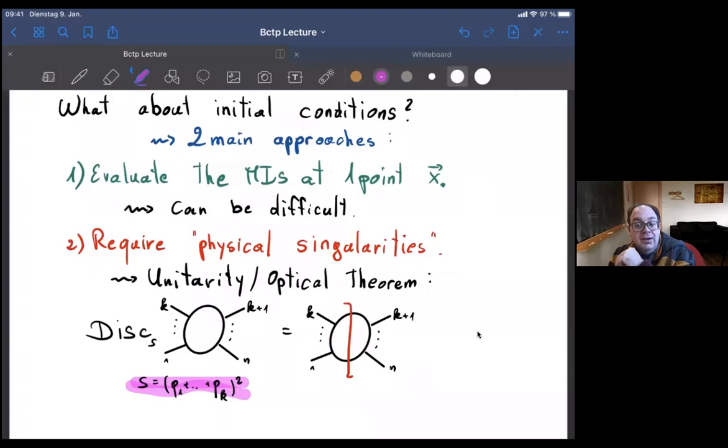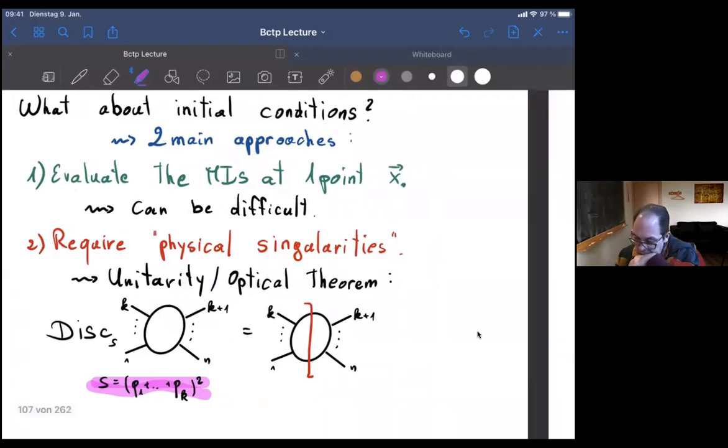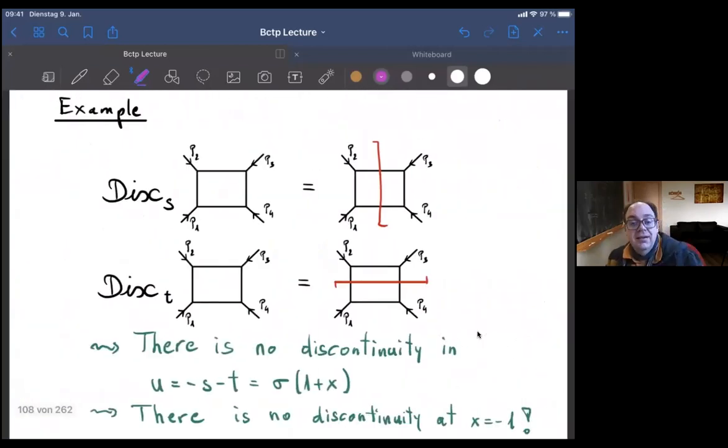And you can use that in reverse, because unitarity tells you that the only discontinuities, the only imaginary parts, should come from situations where the external kinematics is such that internal particles can go on shell, from thresholds. So let's look at it as an example. From there, I think it should be very clear.